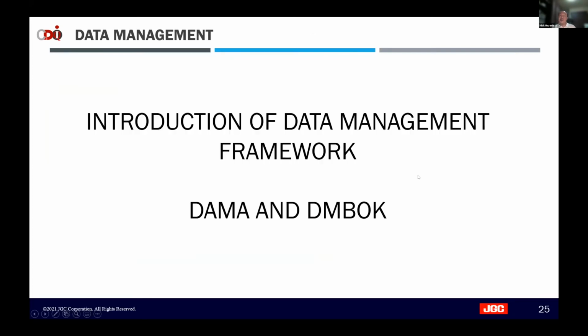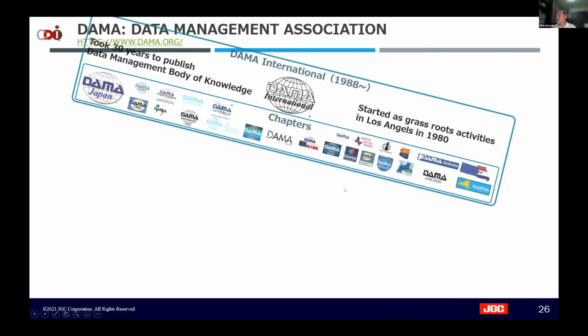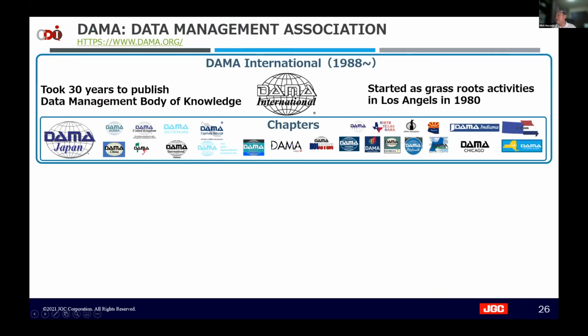Okay, I'm going to briefly introduce the data management framework, DAMA and DMBOK. Probably some of you may know, but let me just go through a brief introduction.